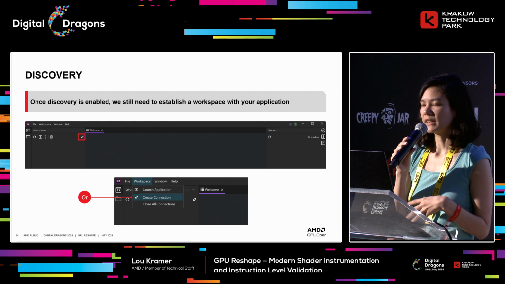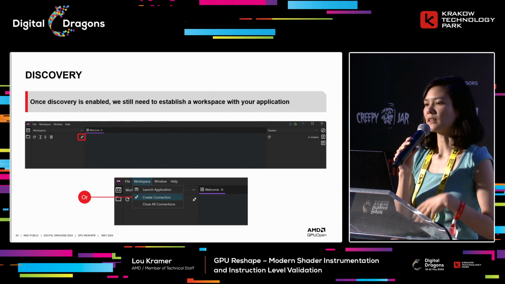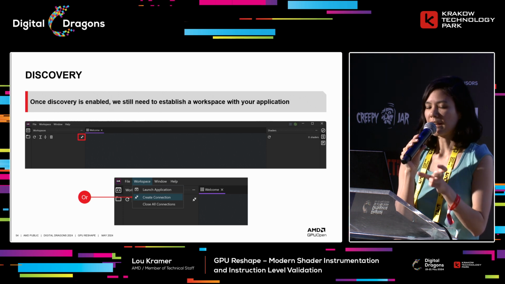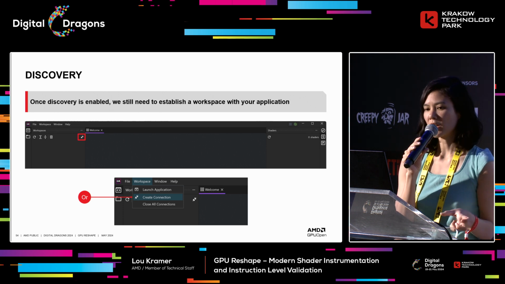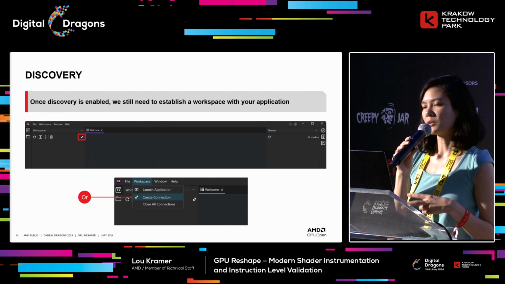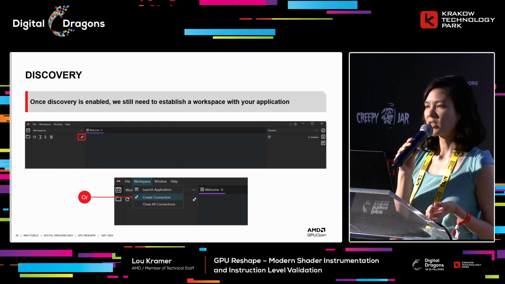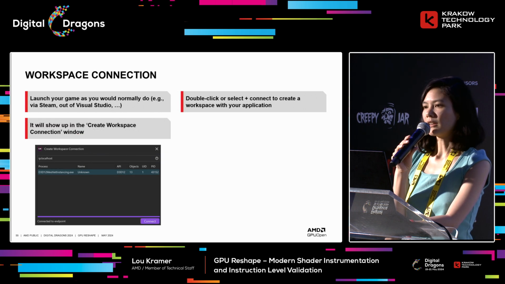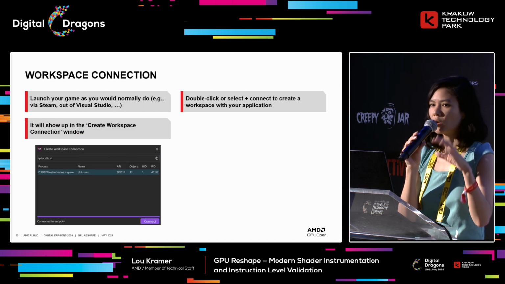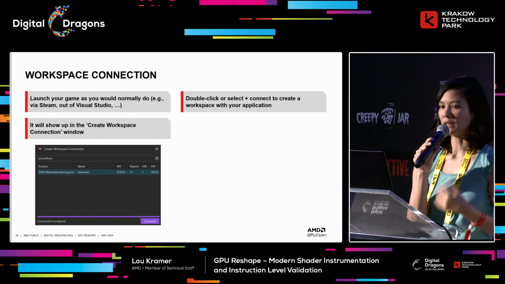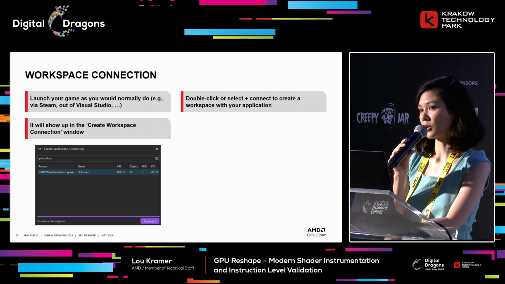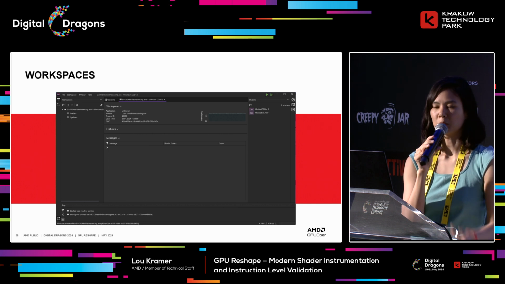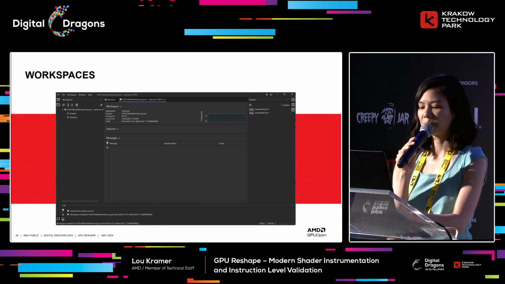So once discovery is enabled, then you still need to create a workspace. So you have to basically have this extra connection step within GPU Reshape and your application. You can do this either by just clicking on the workspace creation icon or go to workspace and then click on create connection. And then a window will open that will list all tracked applications that you can connect to. And then you just connect to them and then you have a workspace. And this is how it will look. So then you will see that the workspace is created.